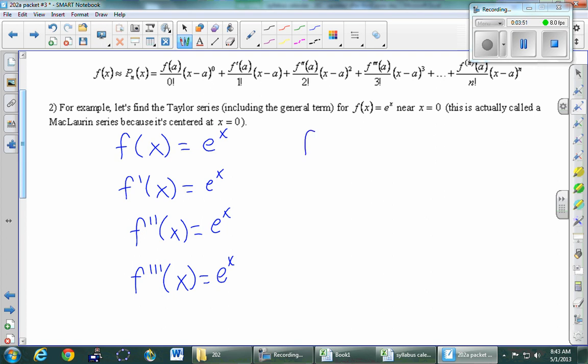Next thing to do is to plug the magic number into all of these derivatives. What's the magic number in this problem? It's 0. So we need f of 0, f prime of 0, f double prime of 0, and f triple prime of 0. 0 is given. It's part of the problem. You don't have to make it up. Okay, what are each of these things equal to? 1.